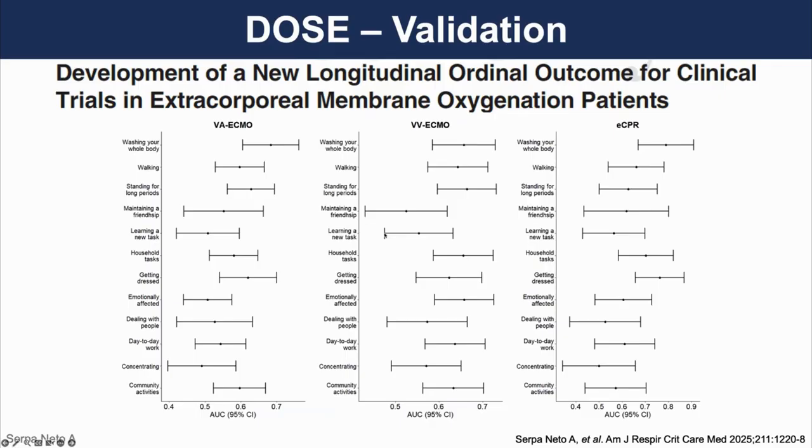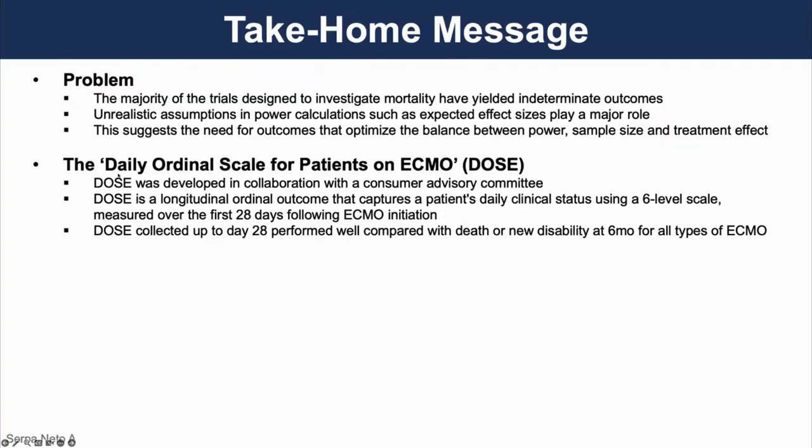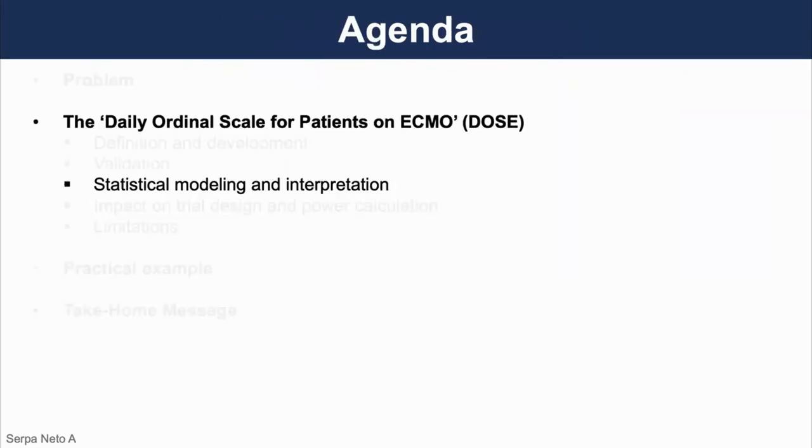Of course, the prediction is not as strong as when including death in the outcome, because death is also a part of the dose outcome. But you can see that it is still a fair, reasonable predictive power for the independent components of the WHODAS score. So overall, what we can conclude from this first assessment is that the data collected up to day 28 performed really well compared with death or new disability at 6 months for all types of ECMO, but especially for ECPR.